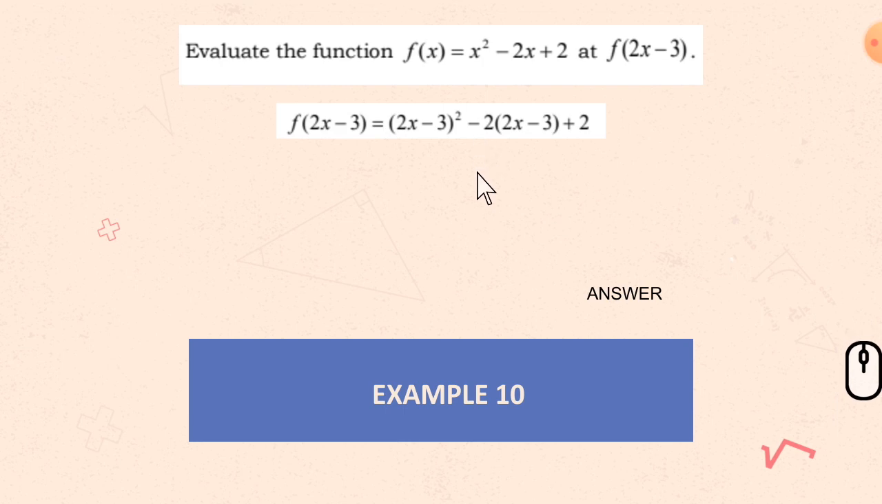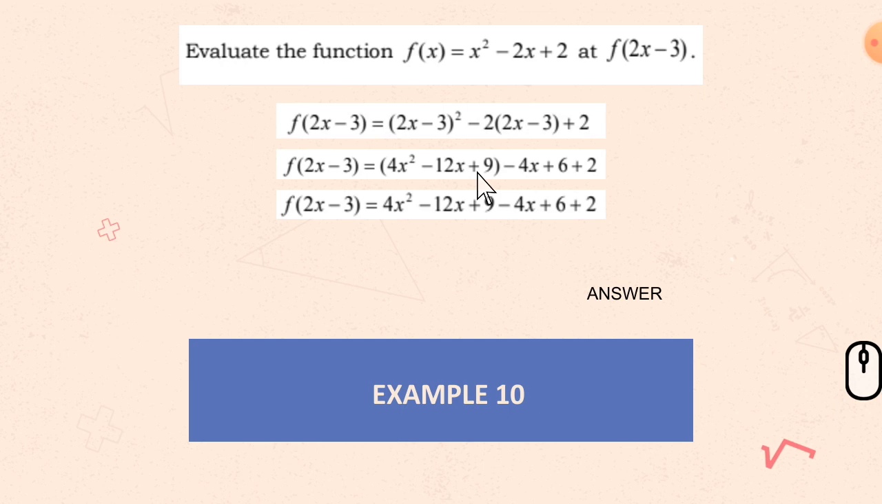And then, negative 2 times 2x minus 3. So, magiging ganyan. So, 2x squared is 4x squared. And then, 2x times negative 3 is negative 6x times 2 is negative 12x plus yung negative 3 squared is positive 9. So, plus 9. So, close open parenthesis. So, yung negative 2 naman, i-distribute natin kay 2x minus 3. So, negative 2 times 2x is negative 4x. Negative 2 times negative 3 is 6 plus 2.